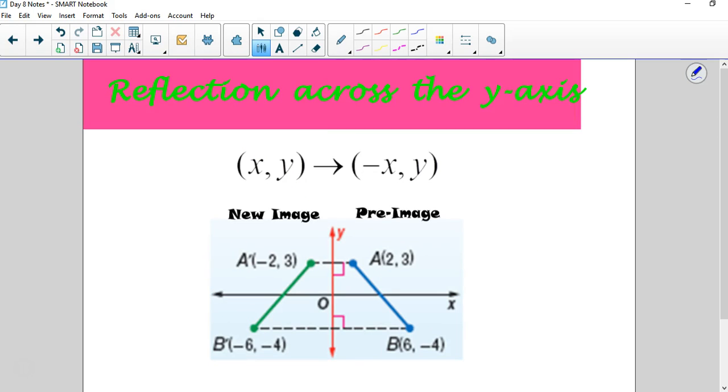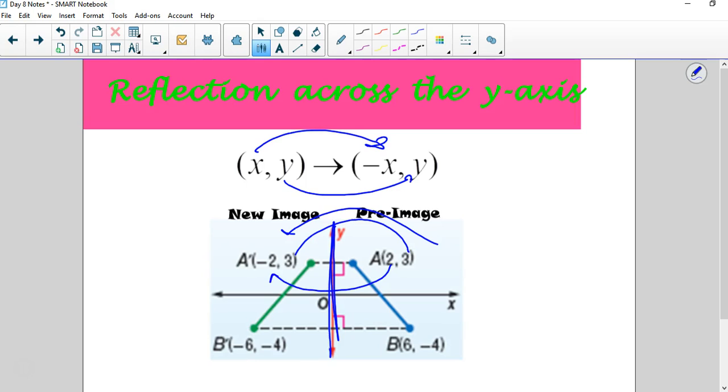Consequently, if you're folding across the y-axis this way, then y stays the same, but x becomes its opposite. Because the height isn't changing, the only thing that's changing is how far you are away from the y-axis right here. So you're still 3 up, but 2 becomes a -2.